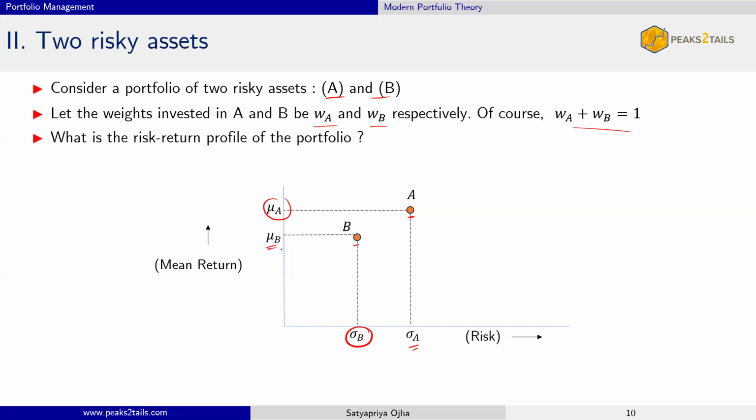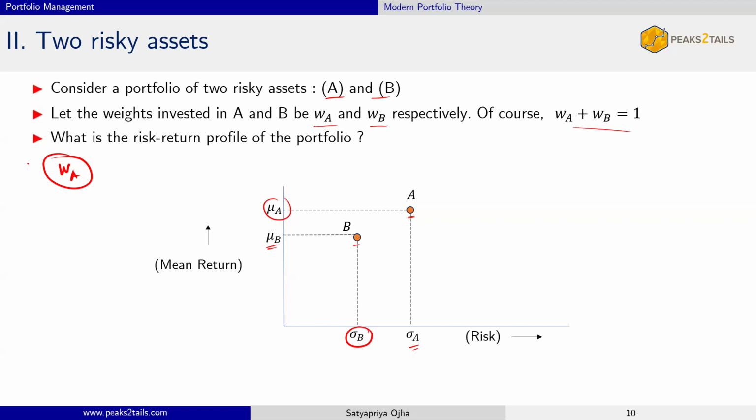What I can control is the investment amount in each of these assets. That is what I control. So WA is the single parameter that I control. By changing WA, I'll get different portfolios, and so different associated mean return and sigma of the portfolio. The question is, how does the profile look? What kind of portfolios can I generate using two risky assets?